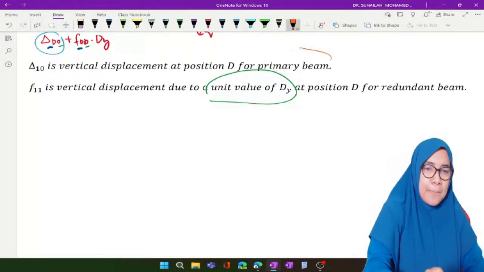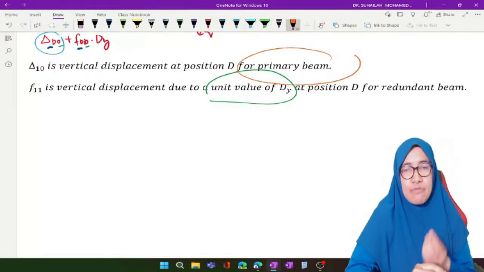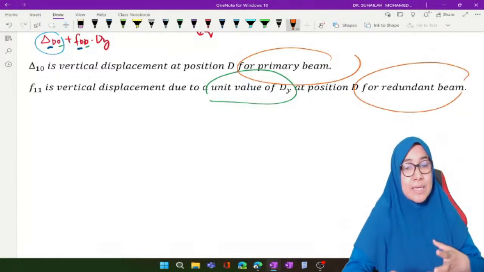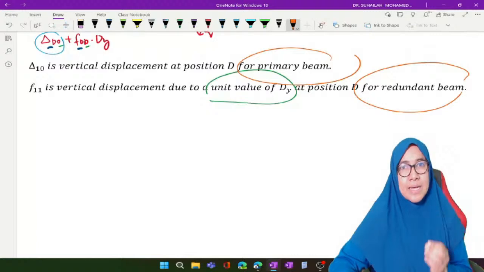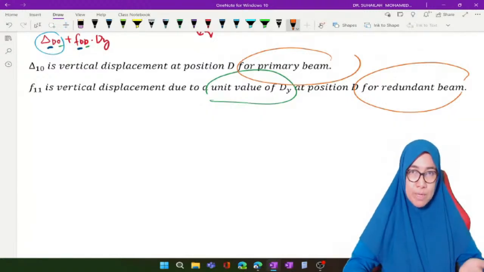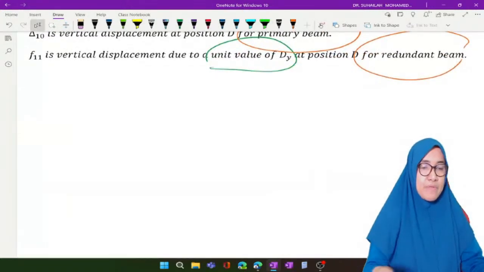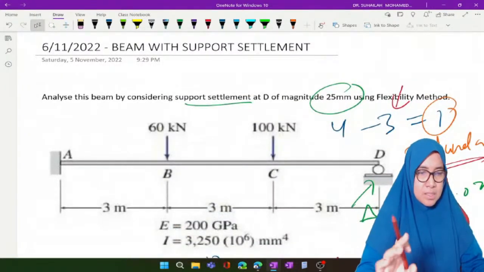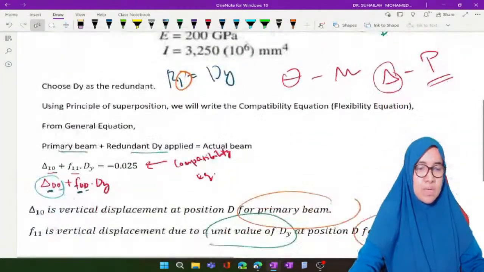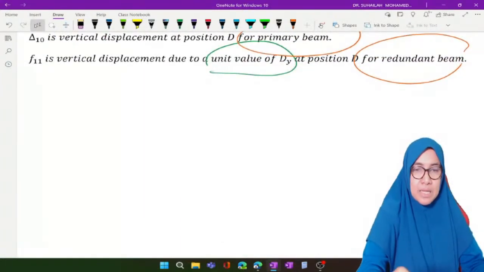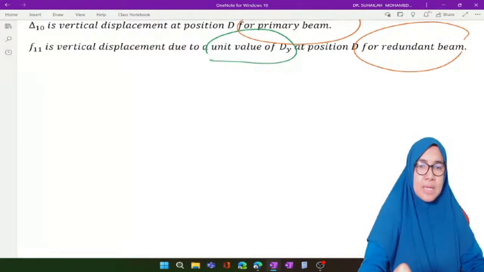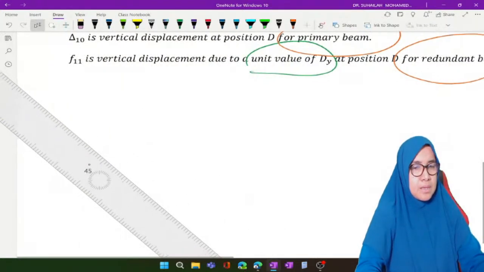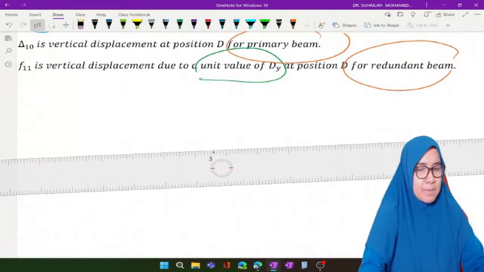So there are two displacements. One is in the primary beam, the first determinate beam that we are going to analyze, and the second one is the redundant beam, the second determinate beam that we are going to analyze. So we have two beams. Like this, we have A, B, C, D, 60, 60 and 100, 3, 3, 3. Okay, we remove dy, so it becomes a cantilever.